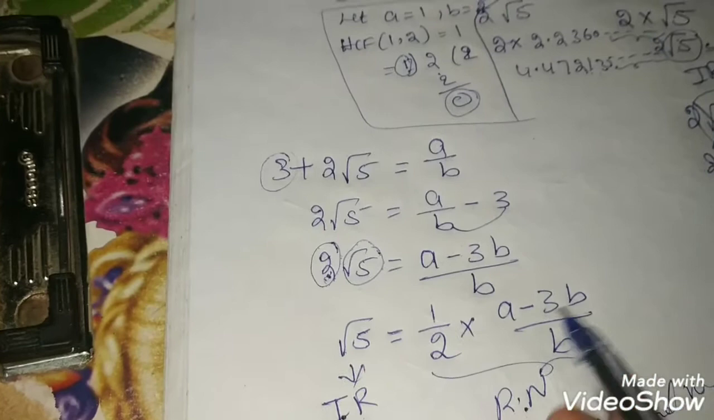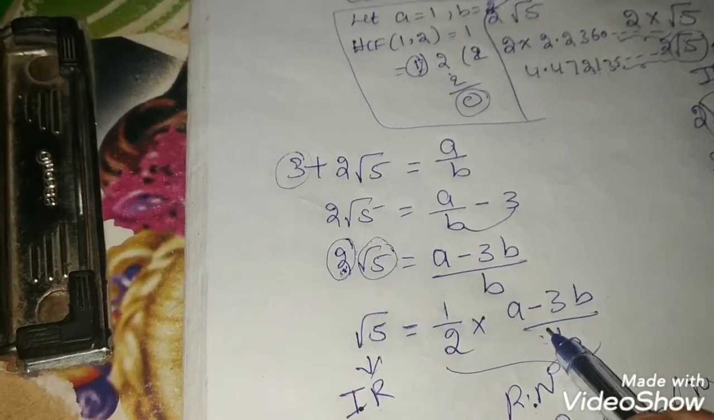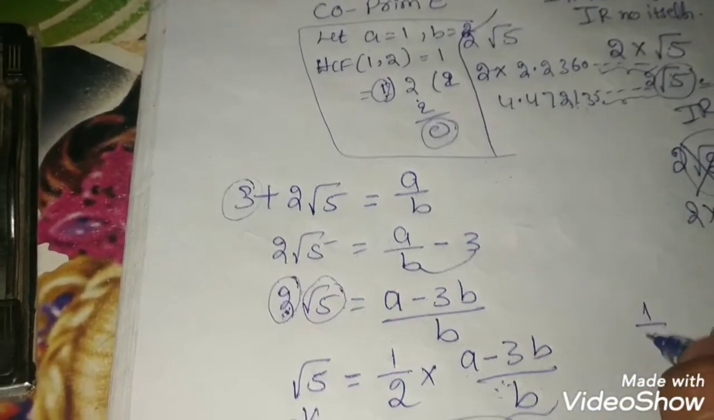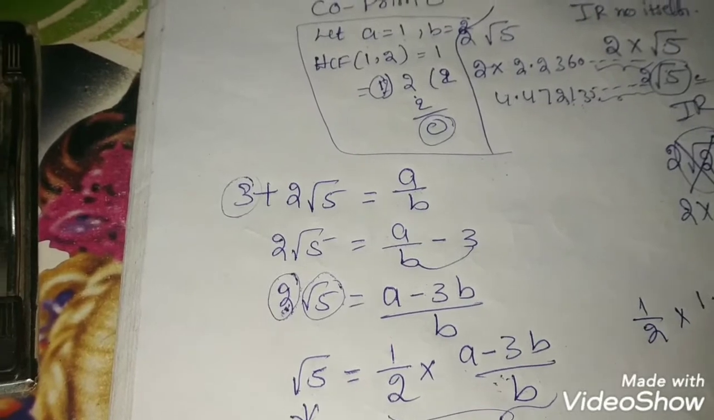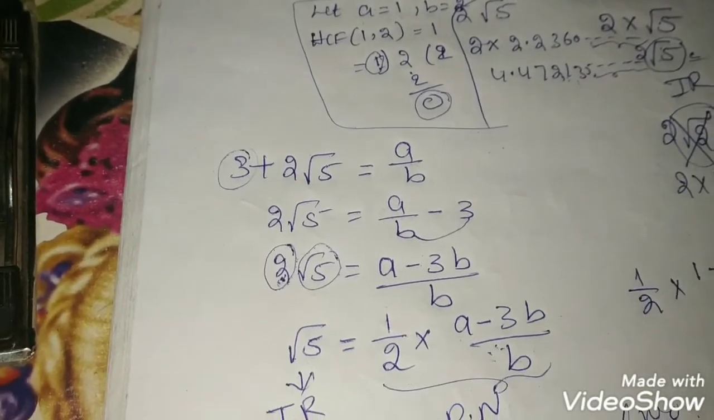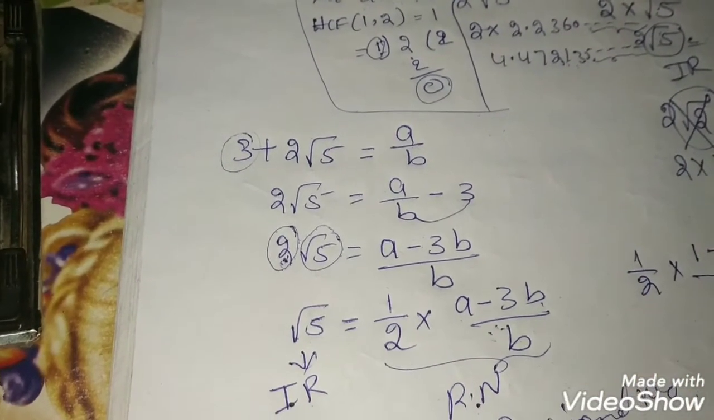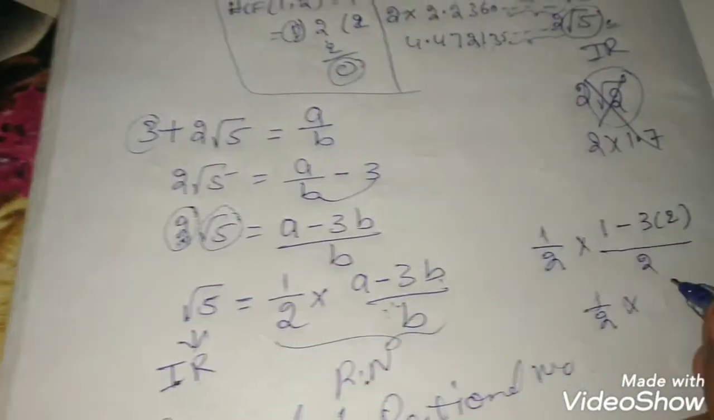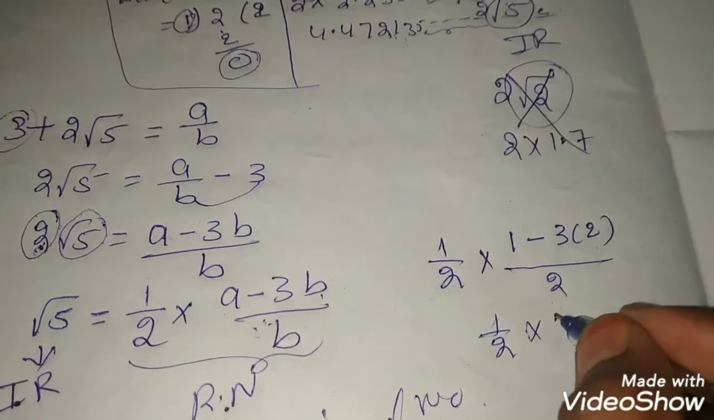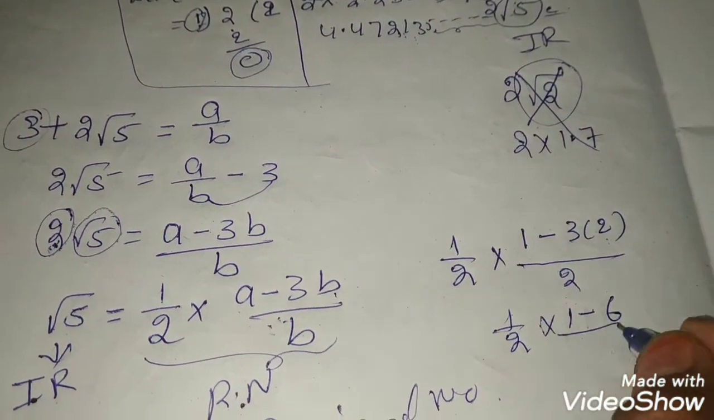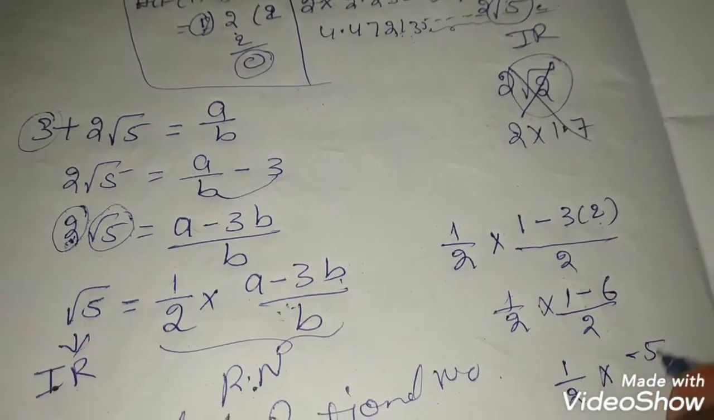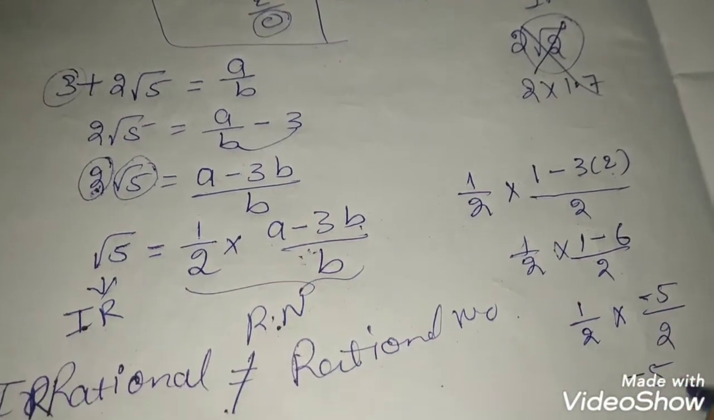Why, madam? Is this a rational number? Yes, it is a rational number. You can take A. What do we take here? A is equal to 1, B is equal to 2. Put here 1 by 2 into 1 minus 3B, B is 2 divided by 2. 1 by 2 into 1 minus 6. That is 3 into 2 divided by 2. 1 by 2 into minus 5 by 2. What we get here? Minus 5 by 4.